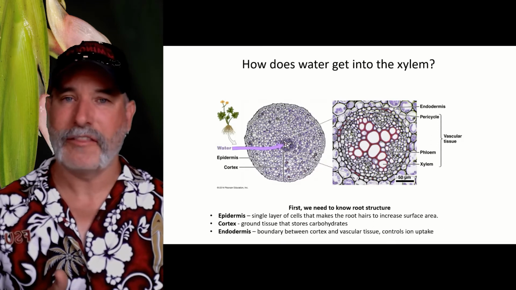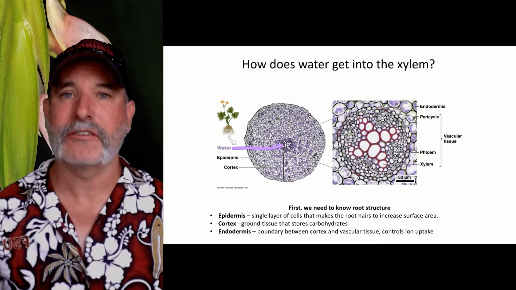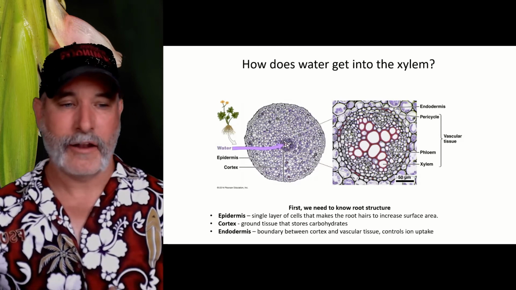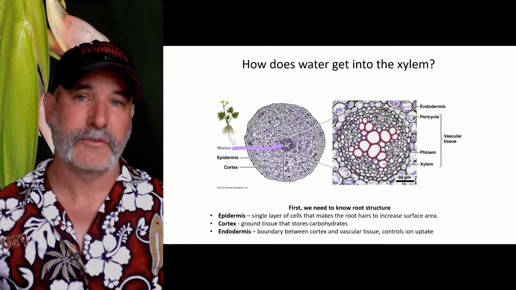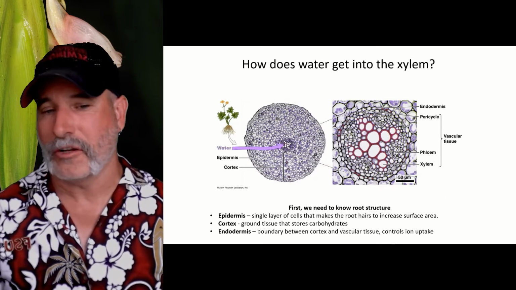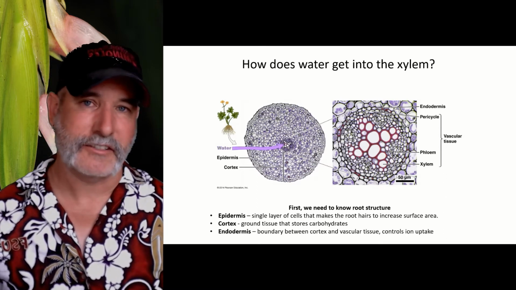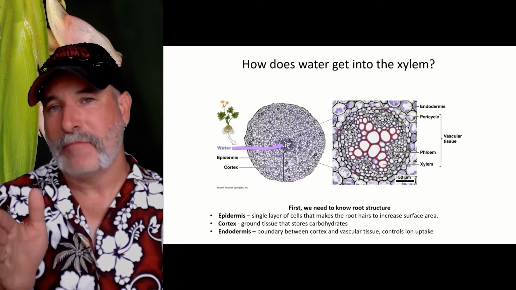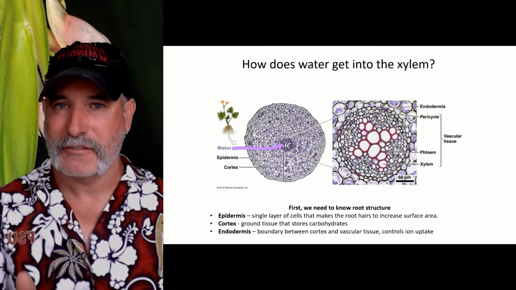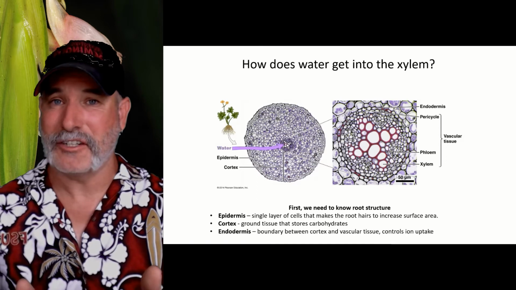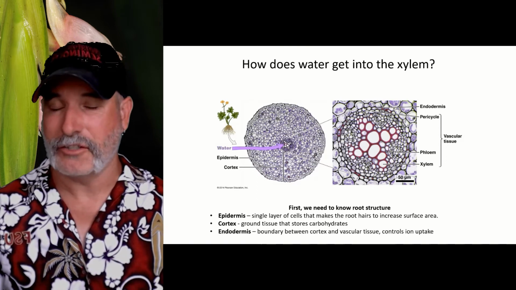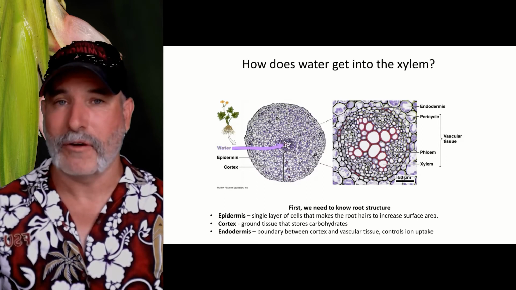Okay, you've got the epidermis, a single layer of cells surrounding the root. It also has root hairs to increase surface area, increasing the amount of water you can absorb. You have the cortex. That's the area between your epidermis and your vascular tissue. And this is ground tissue. It's made up of a lot of carbohydrates.